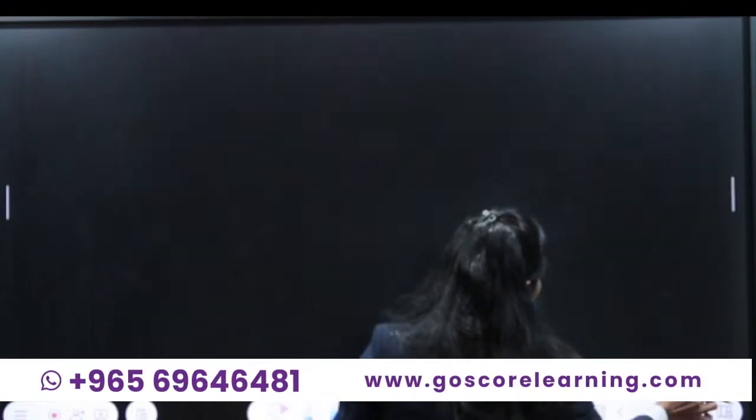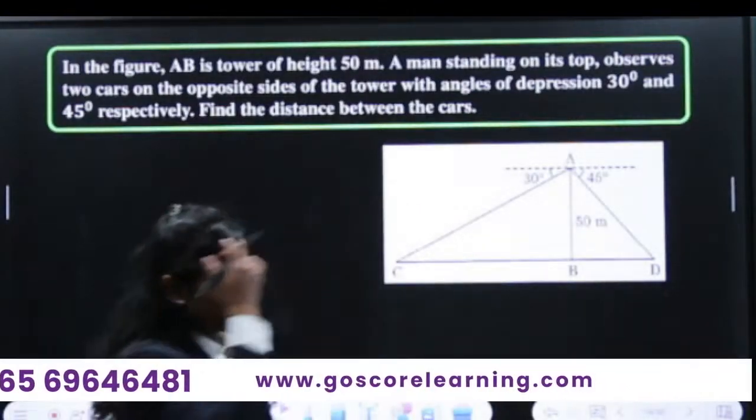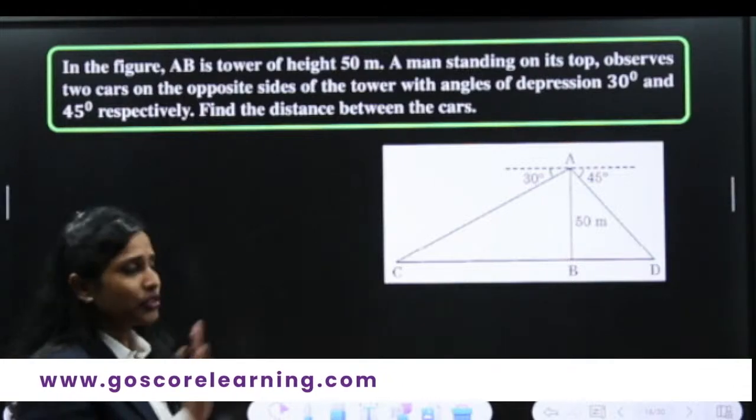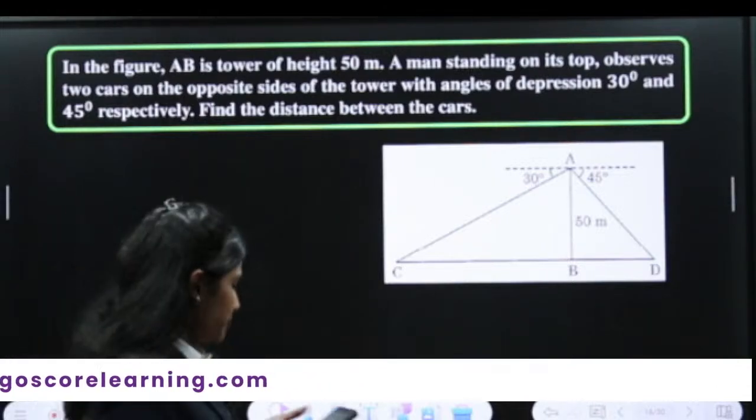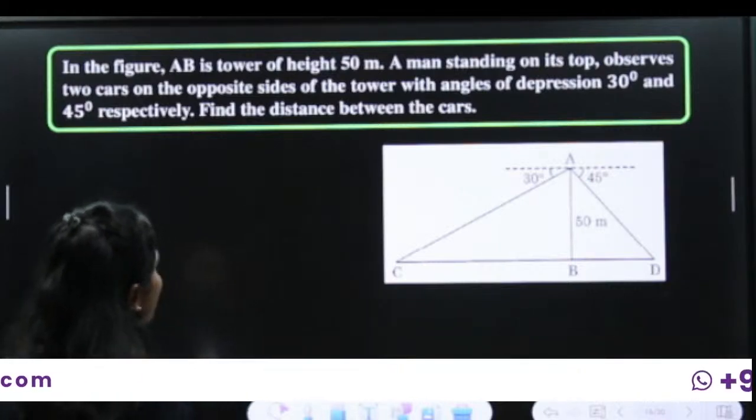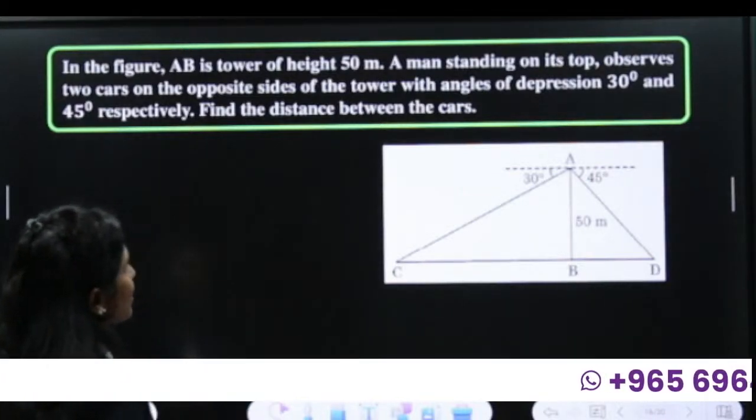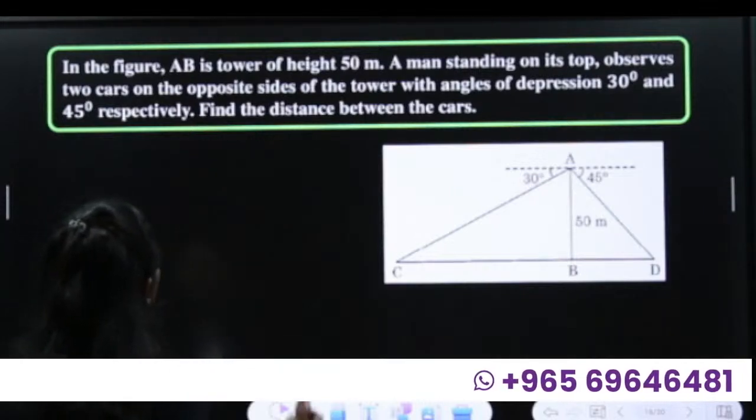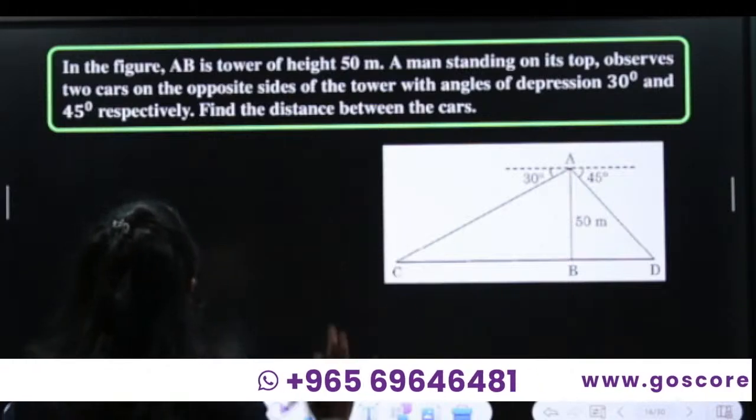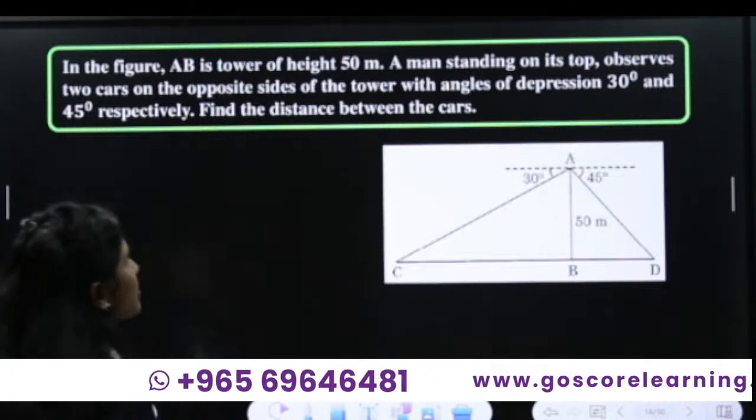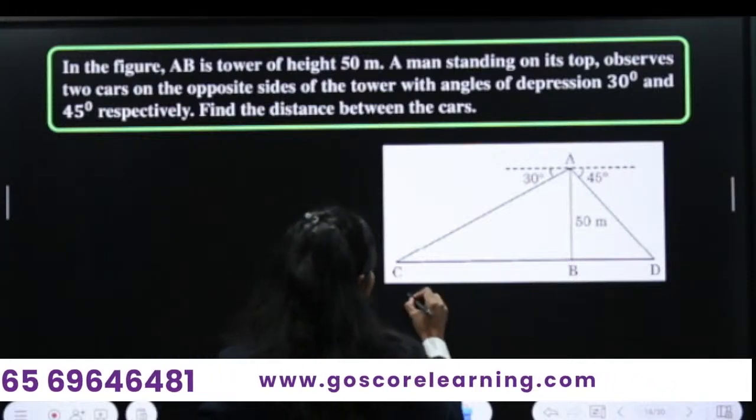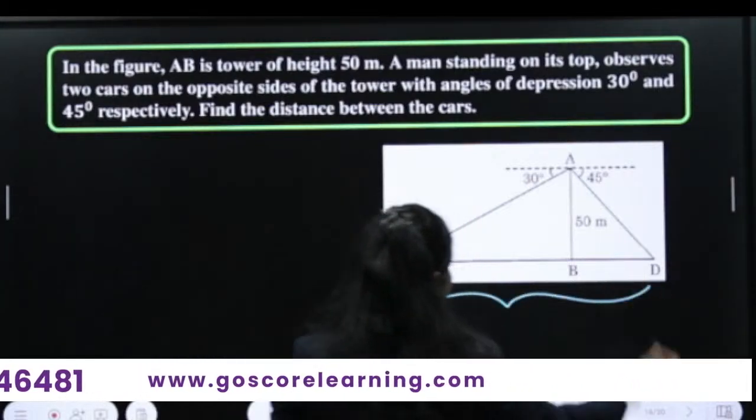Now, the next question. Thank God we have the figure. Don't worry about that. Now, in the figure, AB is a tower of height 50 meter. A man standing on its top observes two cars on the opposite sides of the tower with angles of depression 30 degree and 45 degree respectively. Find the distance between the cars. That means we need to find this CD.